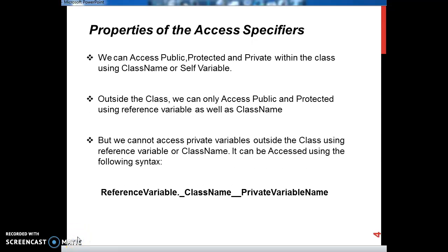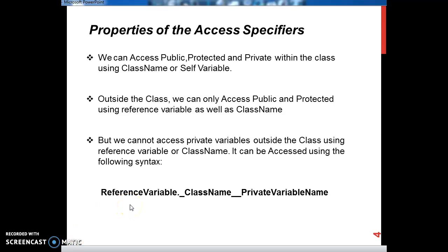The properties of the access specifiers: we can access public, protected, and private within the class either by using variable name or using class name. Outside the class, we can access public and protected using variable name as well as using class name. But we cannot access a private variable outside the class using reference variable or class name. It can be accessed using the following syntax: reference variable dot underscore class name double underscore private variable name.